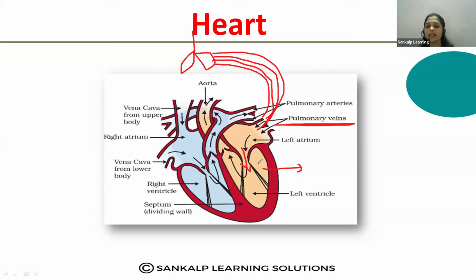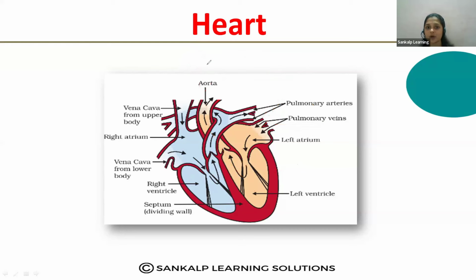Then this blood in the left ventricle, the oxygenated blood in the left ventricle, when the left ventricle contracts, it moves into this blood vessel called the aorta. From the aorta, the oxygenated blood is transported to the different parts of our body. All the parts of our body receive the oxygenated blood. This is how oxygenated blood circulates in our body.